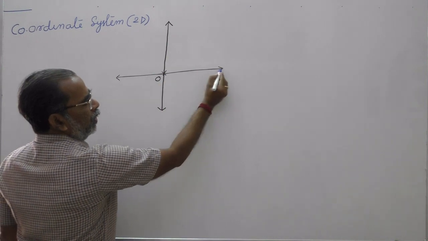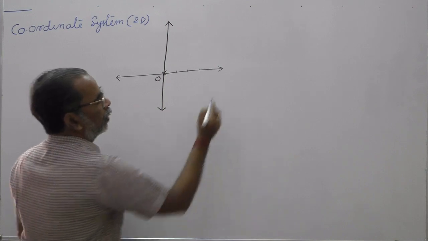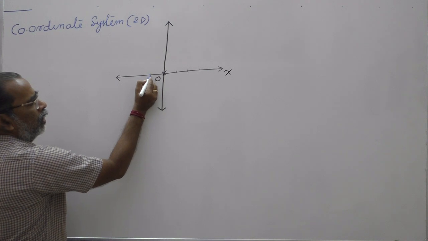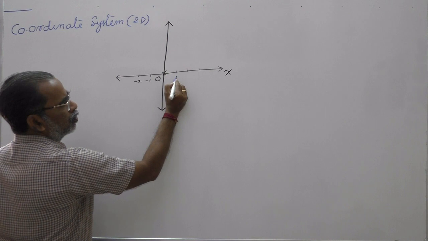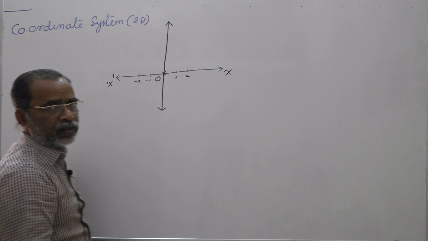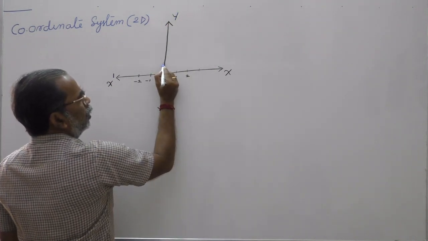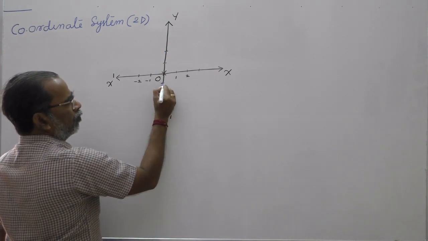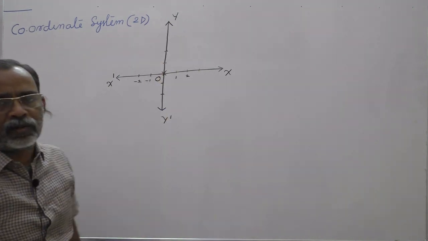So on this side there will be all positive values 1, 2, 3, 4, etc. This is called the positive x-axis. And on the left side of this we will take negative values -1, -2, etc. It is called the negative x-axis, x dash. So this is called the y-axis, the vertical line. This is the positive y-axis and this is the negative y-axis. Here we will take positive y values and negative y values.